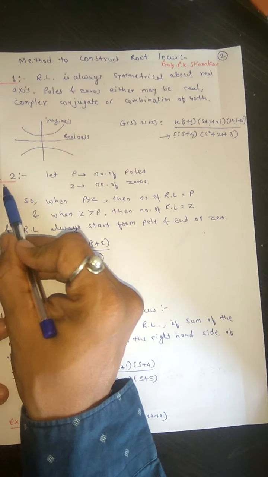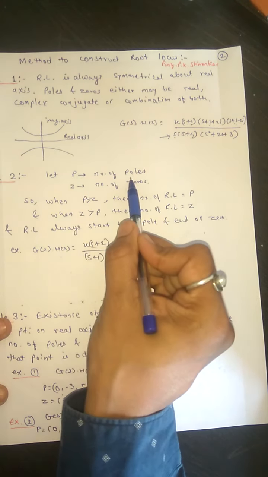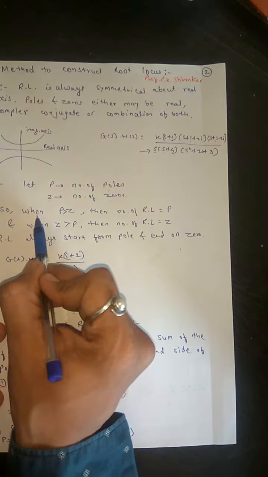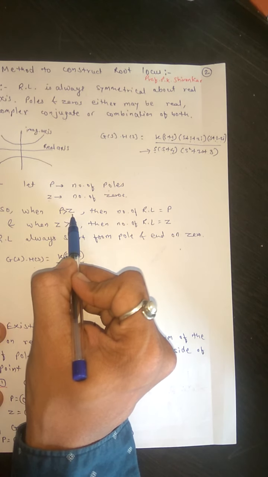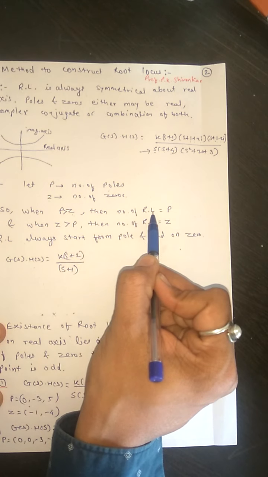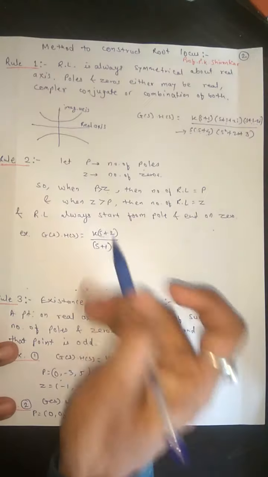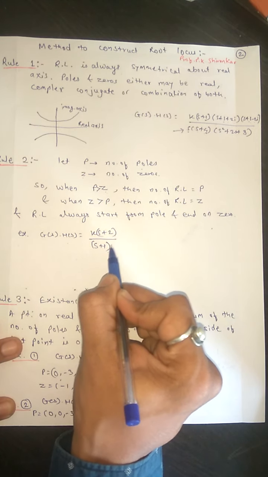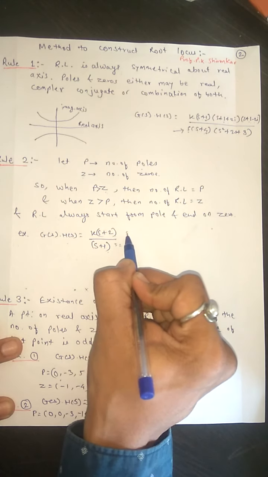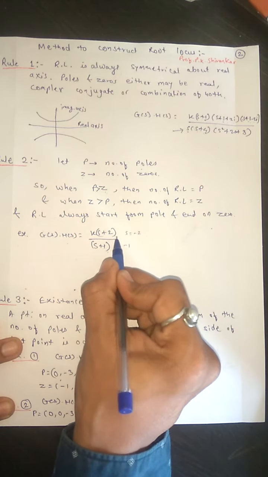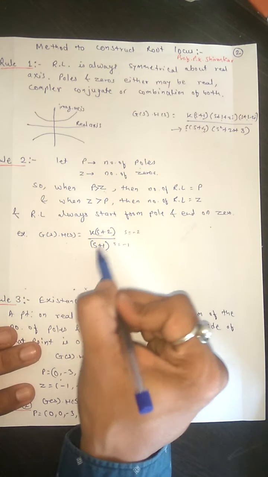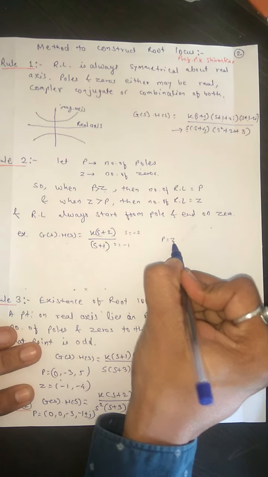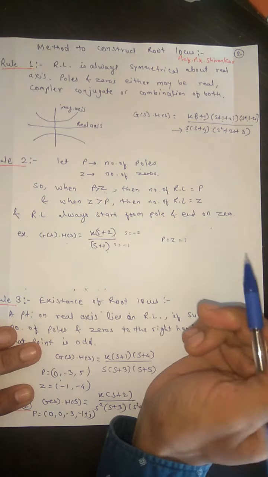Second rule, rule number 2: if p is the number of poles and z the number of zeros as explained in this question, when p is greater than z, then the number of root locus is p. In this example, the number of poles is 1 and the number of zeros is 1. Here s is equal to minus 1, here s is equal to minus 2. In this condition the number of root locus will be only 1 because p and z are equal, so there will be one root locus.